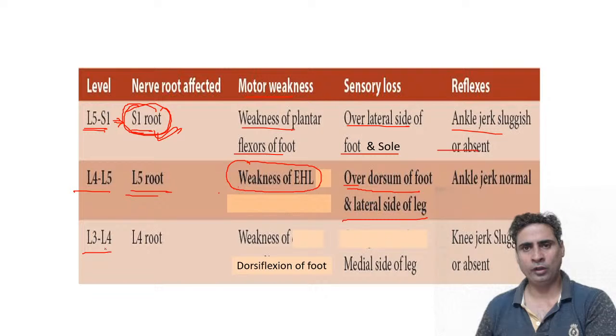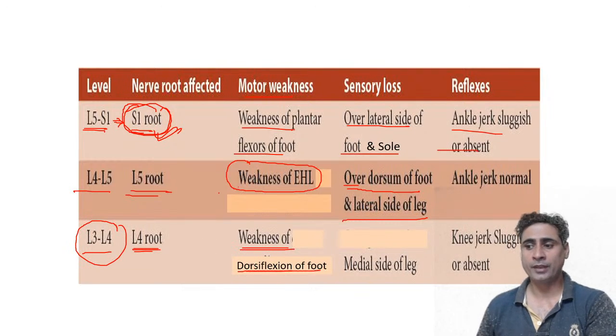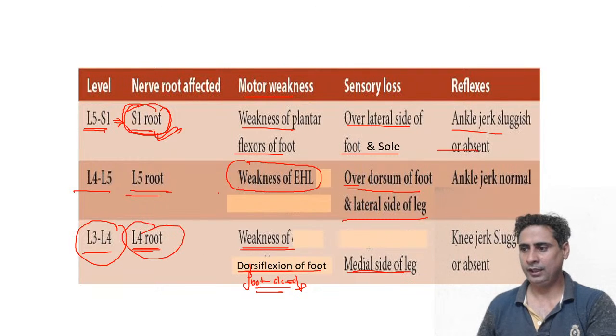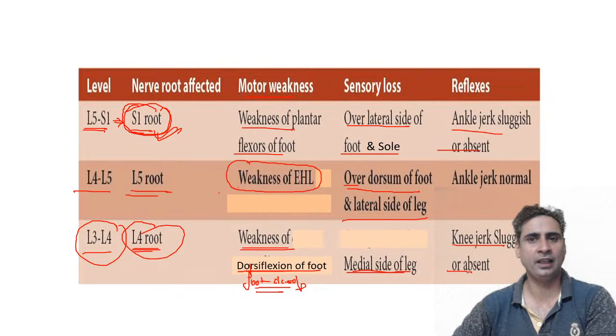In L3-L4 intervertebral disc prolapse, the L4 root will get compressed, which is the major nerve root for tibialis anterior, or dorsiflexion of the foot. So there will be weakness of dorsiflexion of the foot. And in this disc, as there is weakness of dorsiflexion, there will be foot drop. So the patient will be walking with a high stepping gait. Sensory loss will be there on the medial side of the leg, and it is the major root for the knee jerk. There will be affection of the knee jerk in L3-L4 intervertebral disc prolapse.